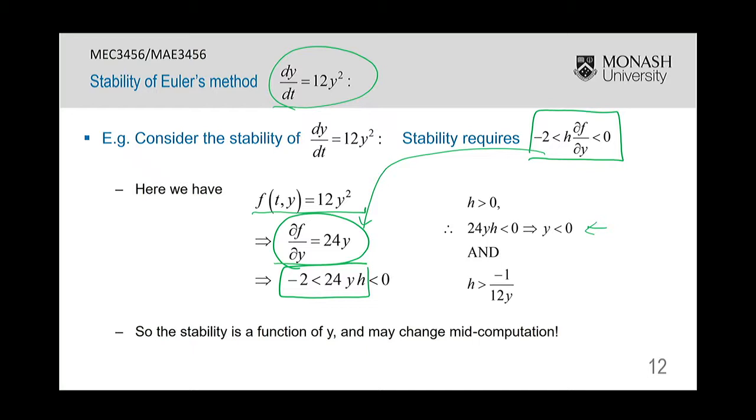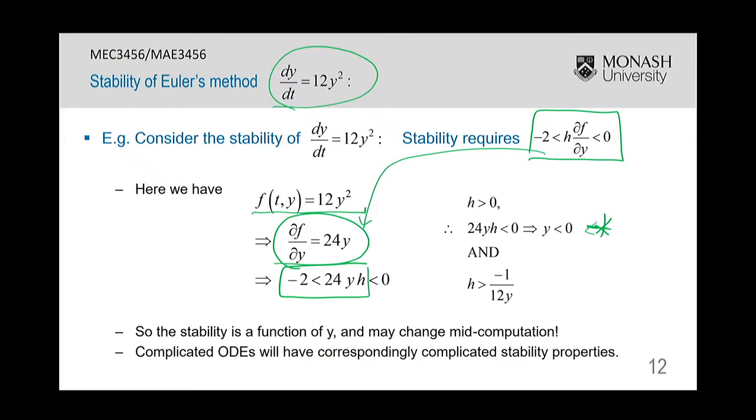So, in this case, stability is a function of our solution. The solution is actually y itself. And it's possible this can change in mid-computation. So if y starts off as negative, when it becomes positive, then all of a sudden we can't satisfy this condition here and the solution becomes unstable.